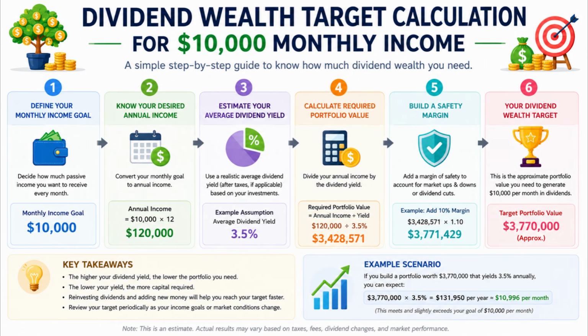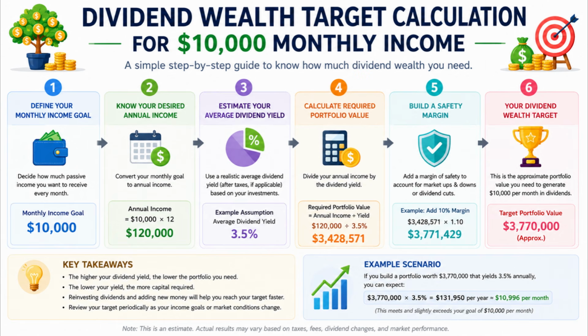After that, we estimate the average dividend yield. In this example, the assumed average dividend yield is 3.5%. Dividend yield shows how much income an investment may generate each year compared with the total value of the portfolio. However, actual dividend yields can change based on the selected stocks, funds, taxes, fees, and overall market conditions.